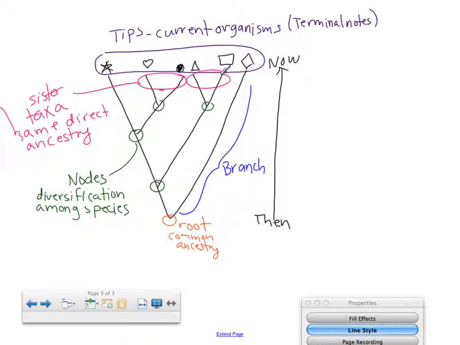Now, just because I just highlighted this one here does not mean that this is not a sister taxa. That is too. They look like that. And this is just a simple one. As you can see in the video game console, it gets really complex. All right? Any questions here? Okay.